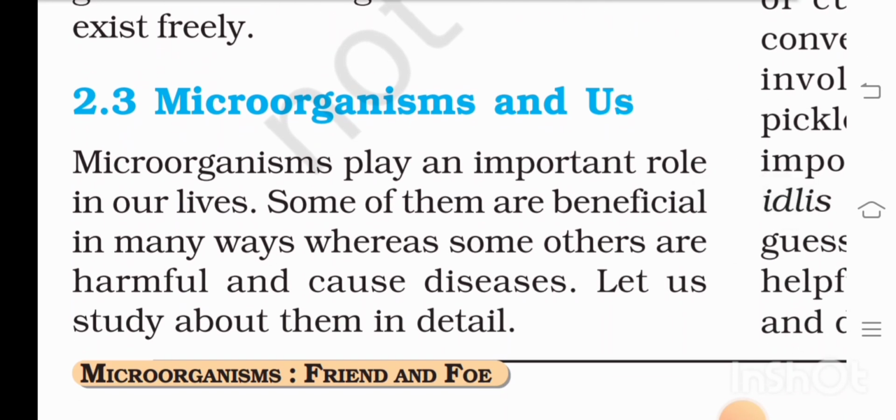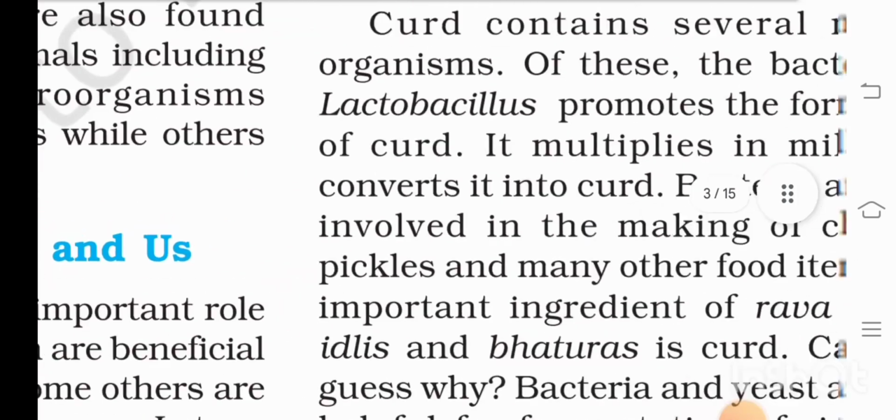Microorganisms and us. Microorganisms play an important role in our life. Some of them are beneficial in many ways, whereas some others are harmful and cause diseases. Let us study about them in detail.